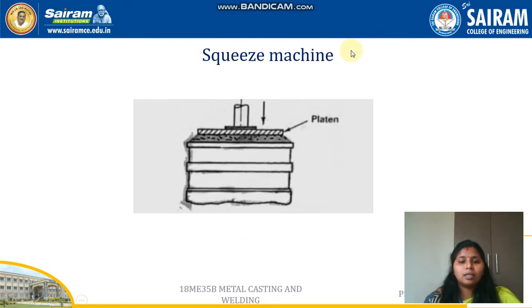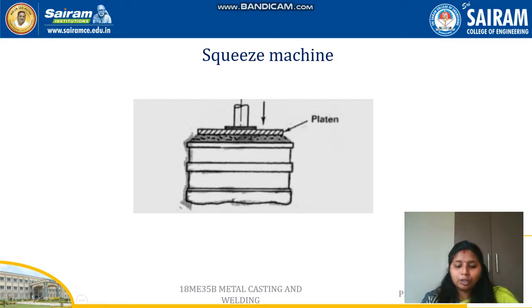The next one is the squeeze machine. It is the reverse process of the jolt machine, where in the jolt machine the table along with the boxes is moved upward and dropped suddenly. Here the table is placed along with the pattern and the molding box, and the pressure is given from the top. It is squeezed from the top. So this is about the squeeze machine.